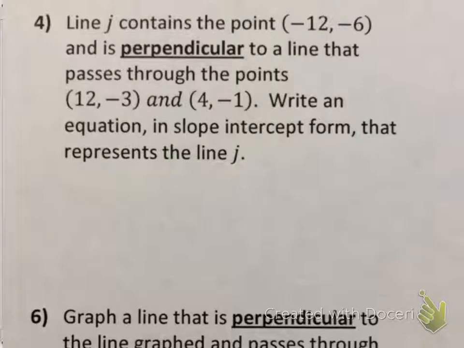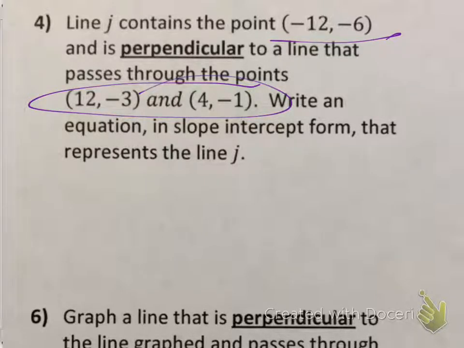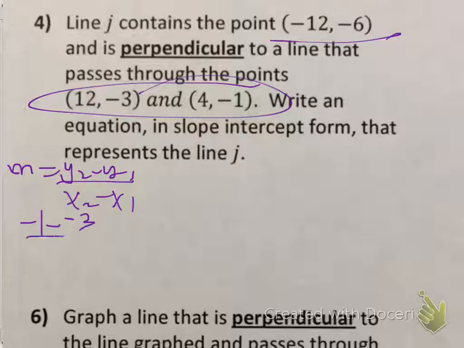Line J contains the point negative 12,6 and is perpendicular to this slope. So we're going to find the slope, we're going to flip it upside down, change the sign, and then we do our y equals mx plus b stuff with it. So again, slope formula is y2 minus y1 over x2 minus x1. Just going to plug those in. So I'll go negative 1 minus negative 3 over 4 minus 12. Just let your calculator solve that.